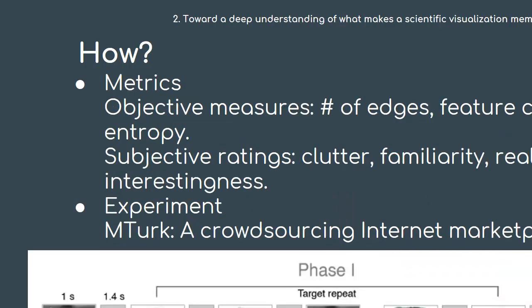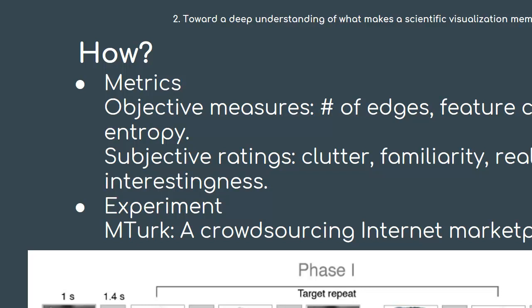They will also use metrics to conduct experiments. They will use objective measures like the number of edges within the images, or the feature congestion and entropy. Or they will also ask the participants to give subjective ratings like clutter, familiarity, realism, happiness, and interestingness. They conduct their experiment on mTurk, which is a crowdsourcing internet marketplace.